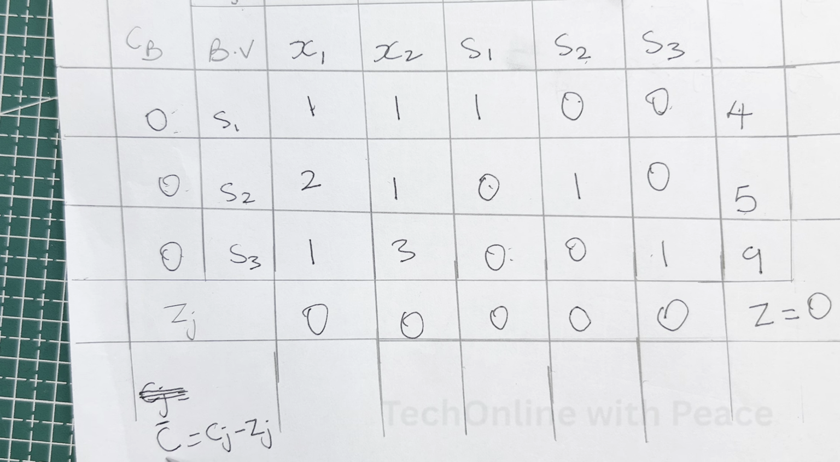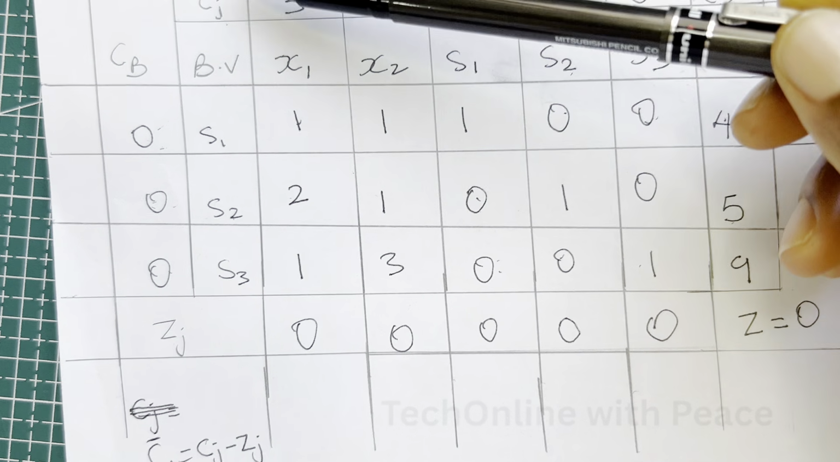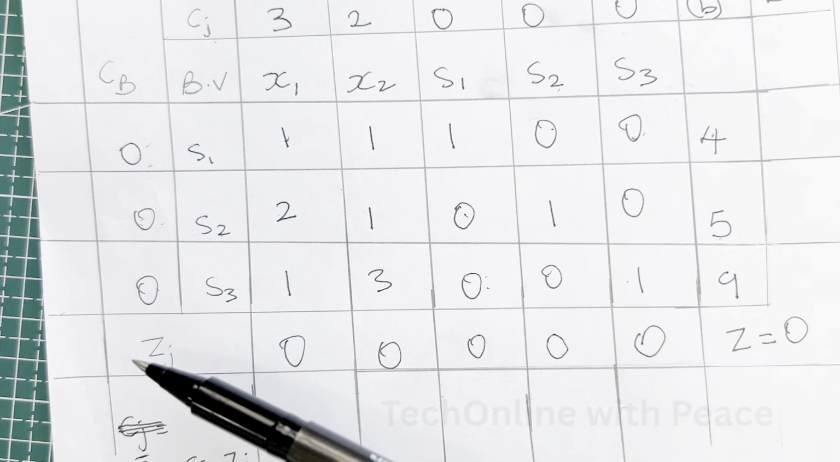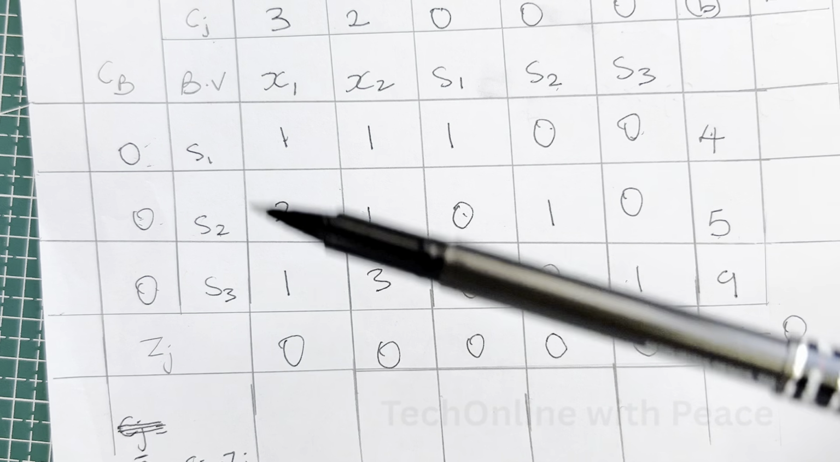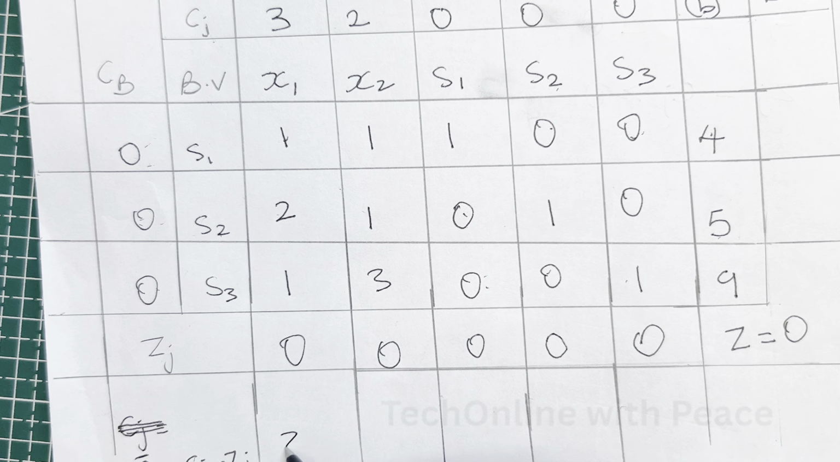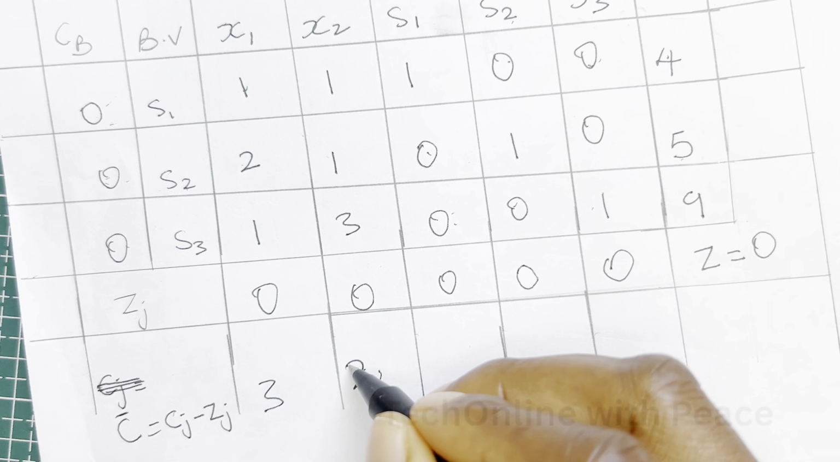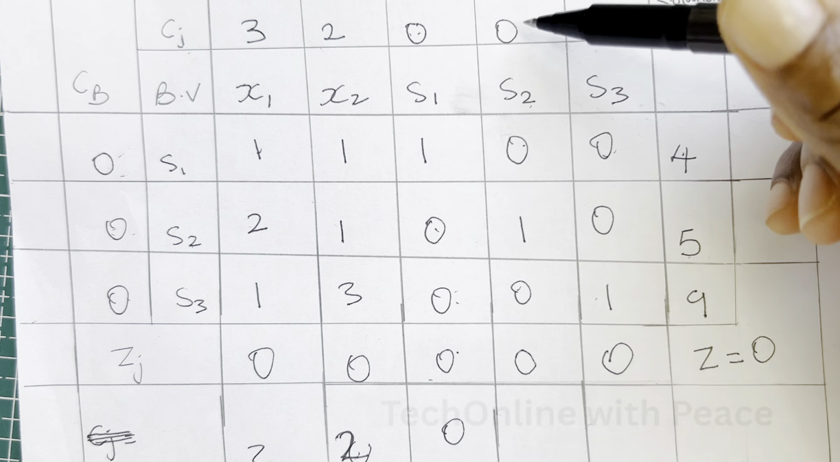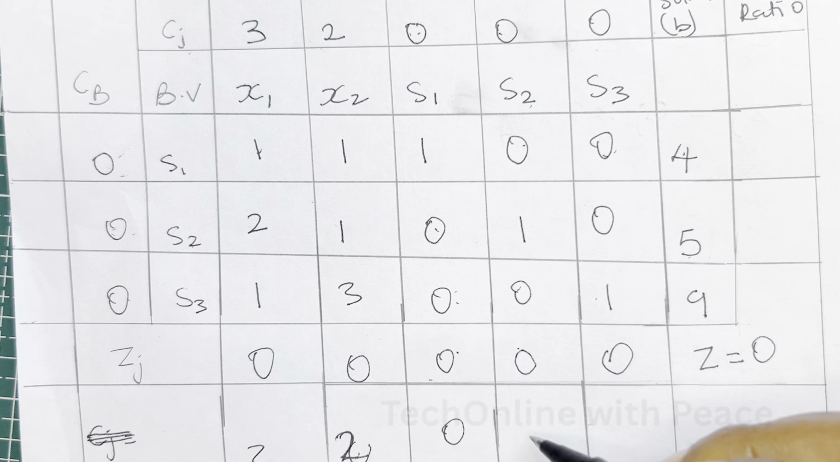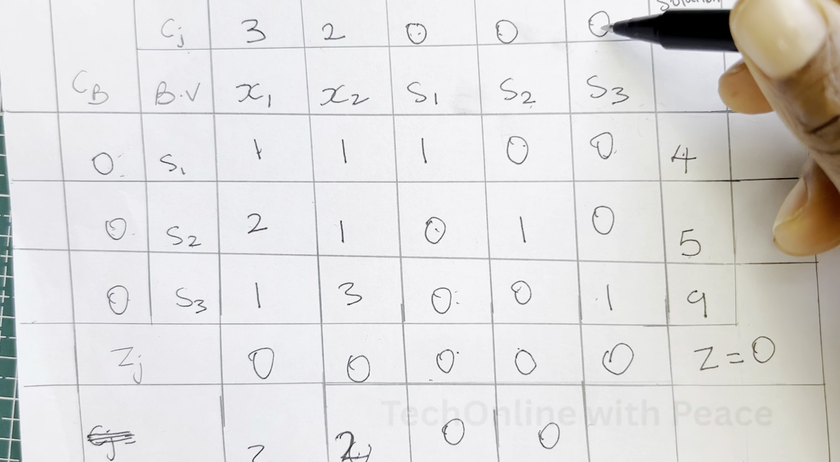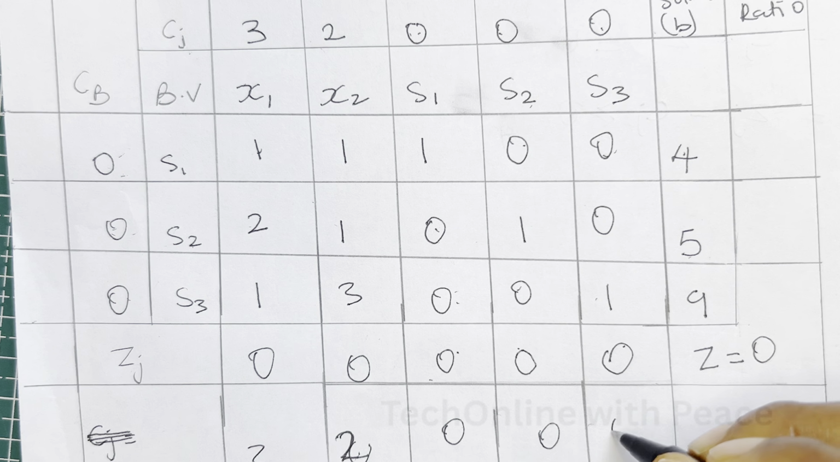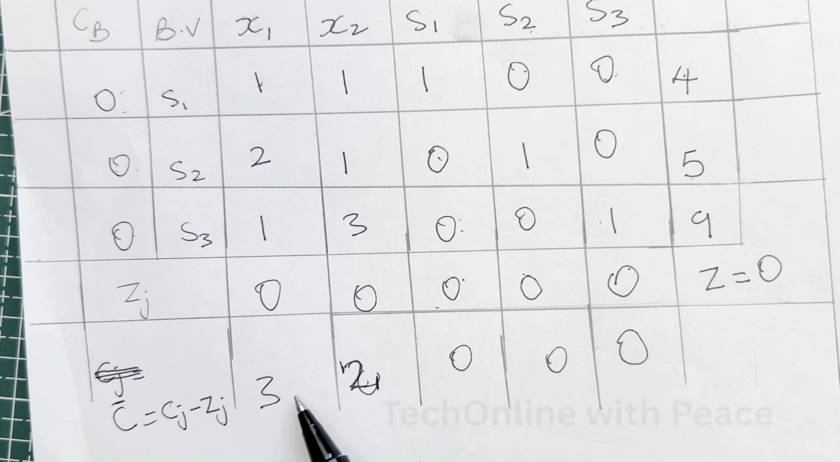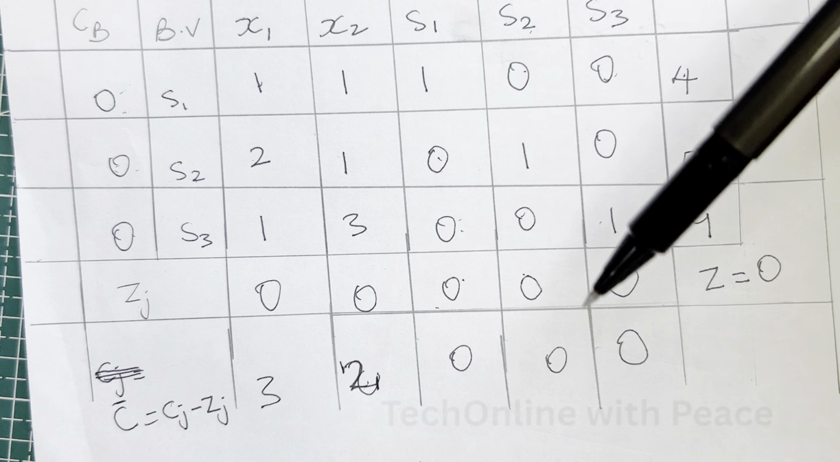The formula to find the reduced cost is cj minus zj. This is our cj and this is our zj. 3 minus 0 is 3. 2 minus 0 we have 2. 0 minus 0 we have 0. 0 minus 0 we have 0. 0 minus 0 we have 0. So you see here we have positive values. So we need to find the key column.